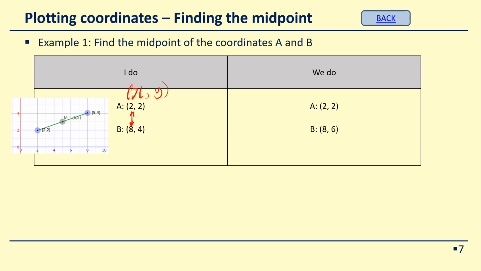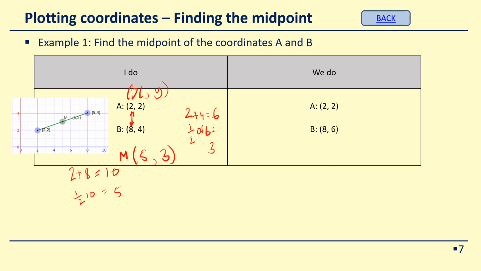So we're looking for the midpoint between 2 and 8. Okay, so there's 2 and there's 8. Okay, so what's 2 plus 8? It's 10. What's half of 10? It's 5. So the midpoint, which I'm going to call M, is 5 something. Then we looked at 2 and 4. So what's 2 plus 4? It's 6. What's half of 6? It's 3. So the midpoint is 5, 3.